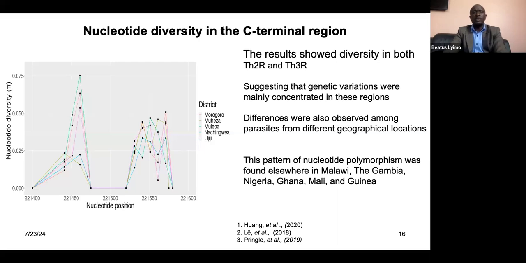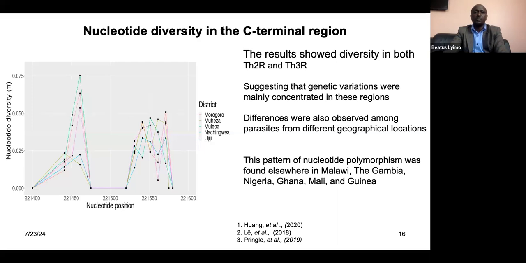We then went down to look at the structure of the C-terminal. In this structure, we were most interested in the TH2R and TH3R regions, and we see a lot of diversity and a lot of activity there. This suggests that the genetic variation was mainly concentrated in these regions, which can be explained by the biological role they play in malaria infection. So there is a lot of variation taking place around this region.